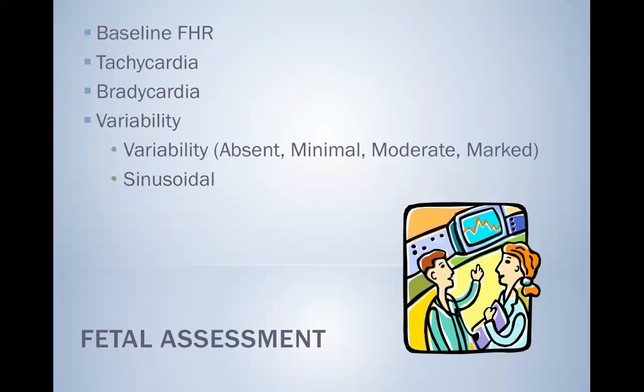With absent variability, absent looks like a straight line, and sometimes you'll hear the term pancake. Minimal variability is between 1 and 5 beat to beat variability. Moderate is 6 to 25, and marked is 25 or above. We'll get some pictures here.